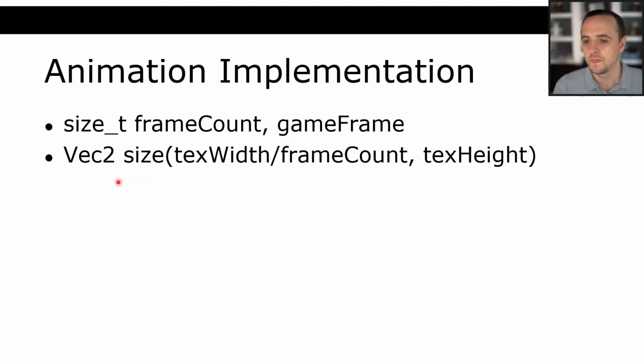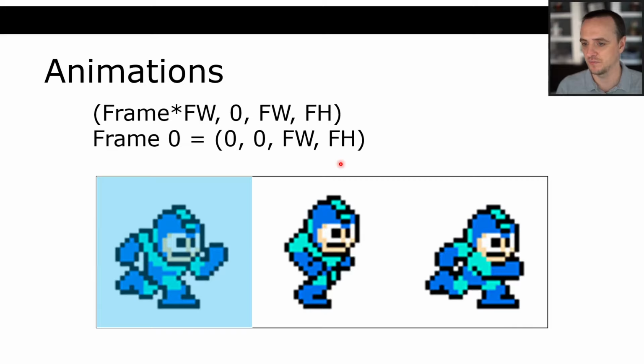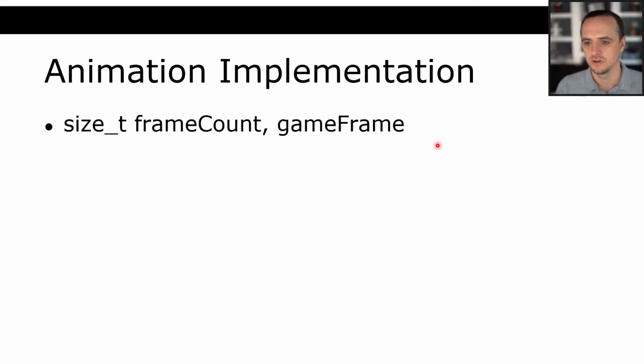So the size of a frame of animation is simply going to be the texture width divided by the frame count, right? This is exactly what we did back here. Texture width divided by frame count. Then the texture height is going to be the height of the animation.